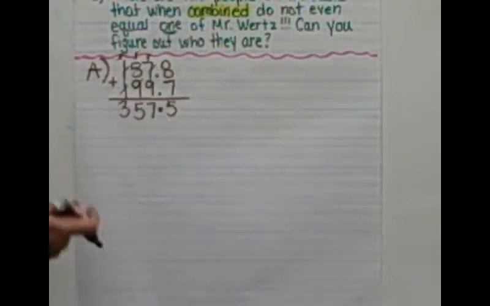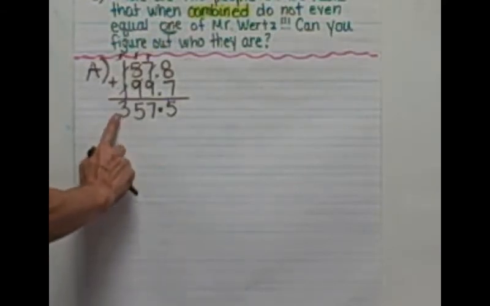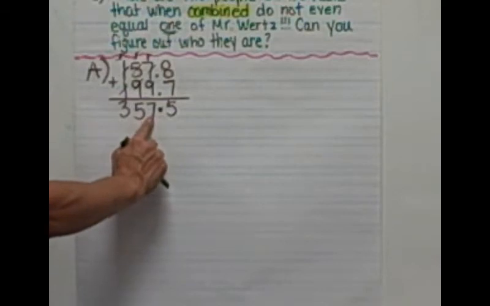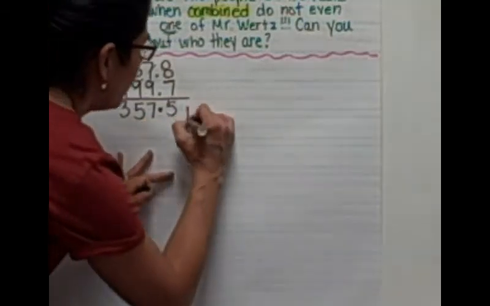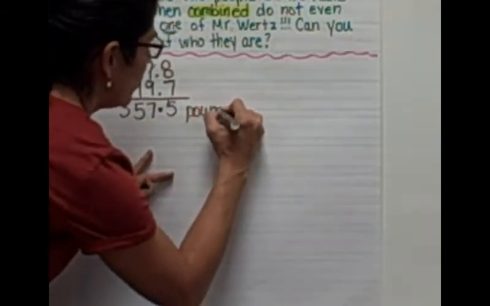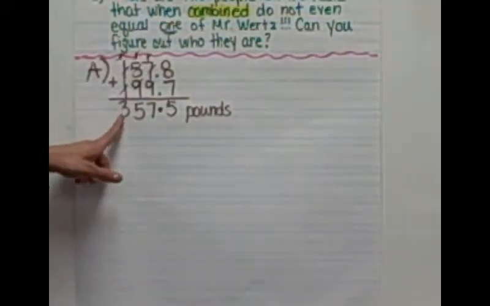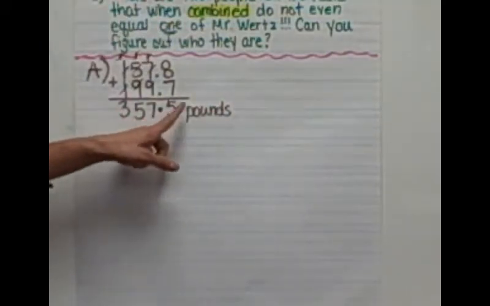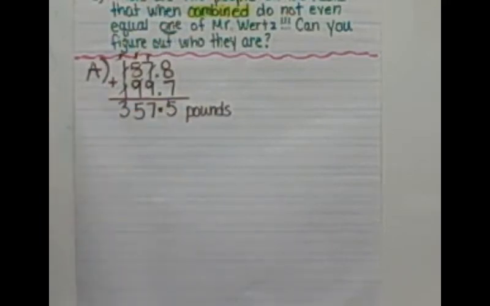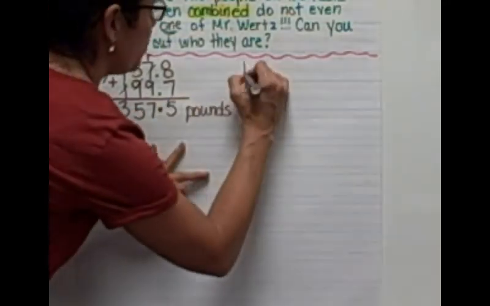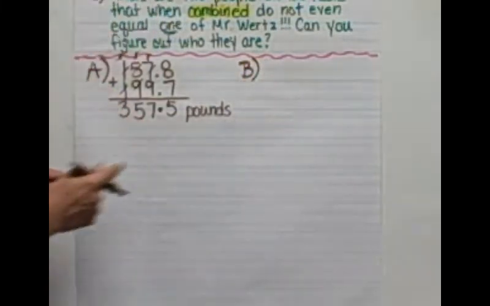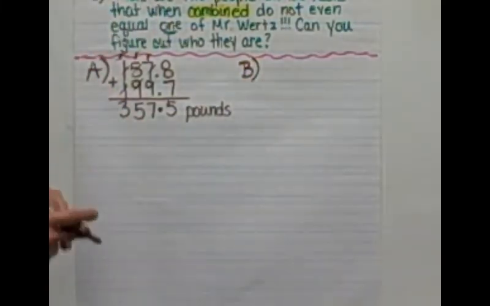So in total, Mr. Soderberg and Mr. Mendoza weigh 357.5 pounds. Go ahead and check your work and make sure that you got 357.5 pounds. All right, moving on to B. For B, the question said, what is the difference of Mr. Lucero and Mr. Lavadio's weights?